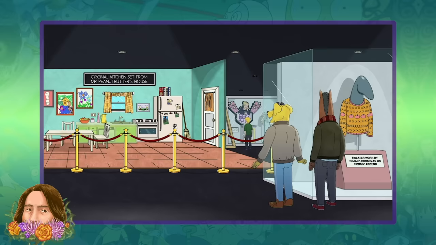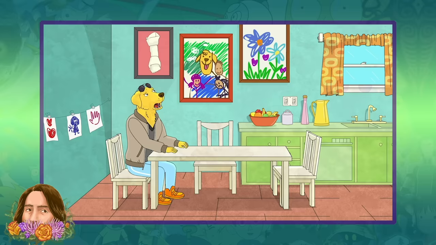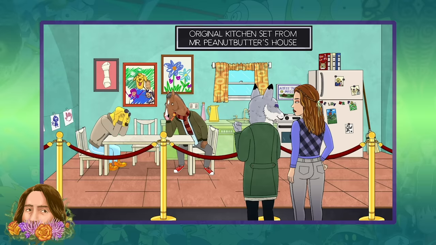Also at the museum is the entire kitchen set from Mr. Peanutbutter's house. BoJack finally indulges Mr. Peanutbutter, and the pair of them play out their crossover episode on the set. Mr. Peanutbutter weeps with joy.